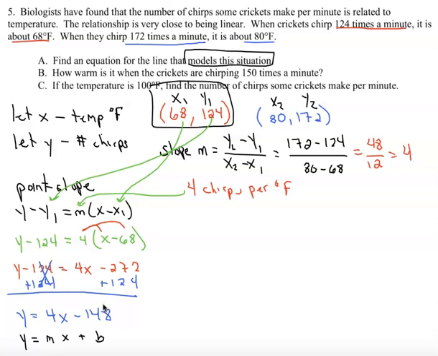All right, what's the domain of this function? What's the smallest, or what's the least amount of chirps that can happen here? Right? Our coordinates are 68, 124, so 124 chirps, 80, 172. So what's the smallest amount of chirps you can have?